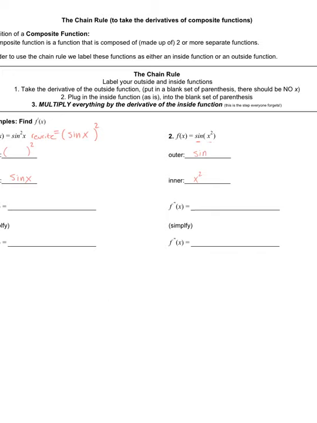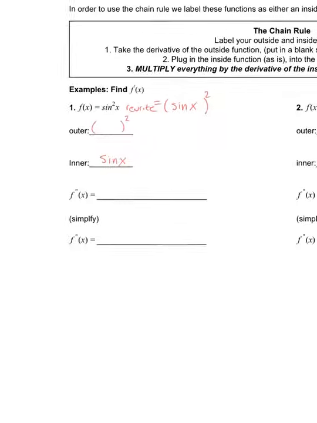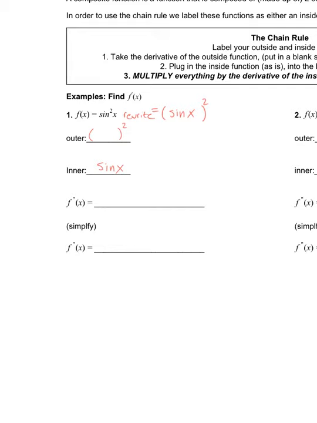So let's go down to example number 1. If we want to take the derivative of this outside function, we use the power rule. Remember, the derivative of x squared is 2x to the first. So we do the same thing here. The derivative of something squared is 2 times something to the first. So when you take the derivative of the outer, there will always be a blank set of parentheses. You never put in an x. So label that. That whole piece is the first step of the chain rule, the derivative of the outer function.